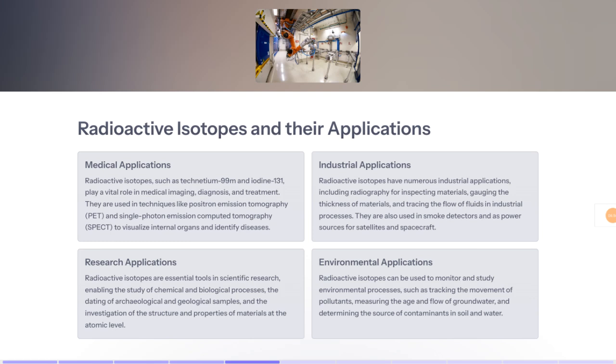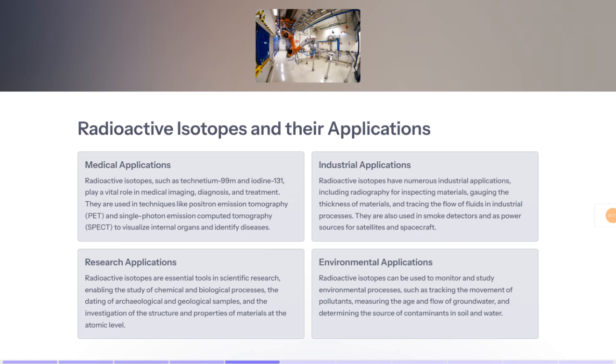Research applications. Radioactive isotopes are essential tools in scientific research, enabling the study of chemical and biological processes, the dating of archaeological and geological samples, and the investigation of the structure and properties of materials at the atomic level.